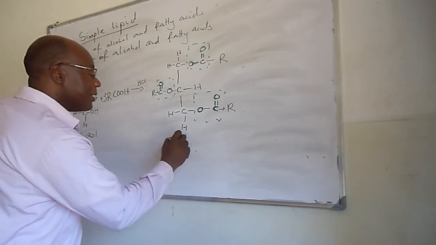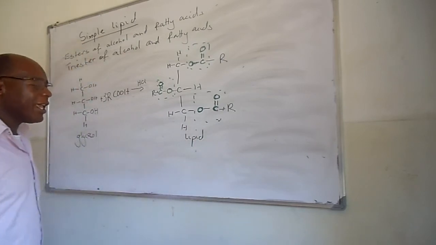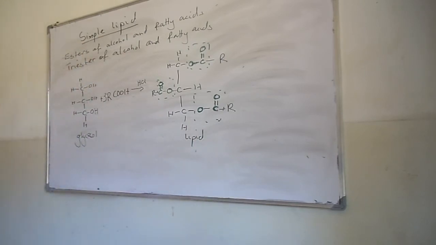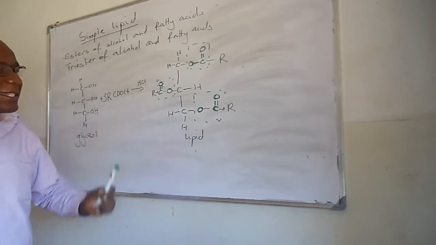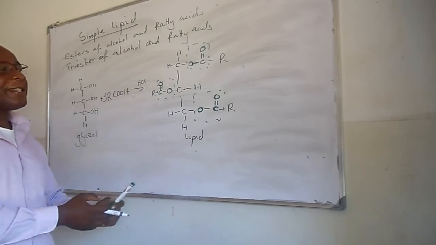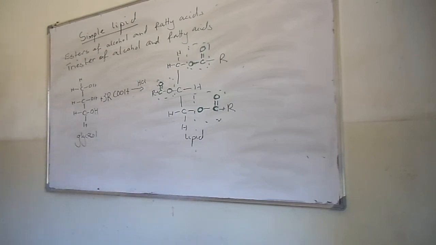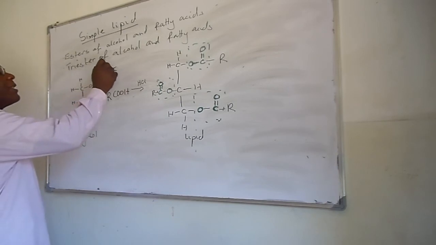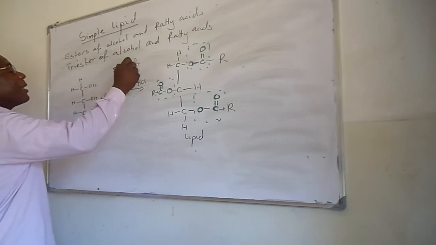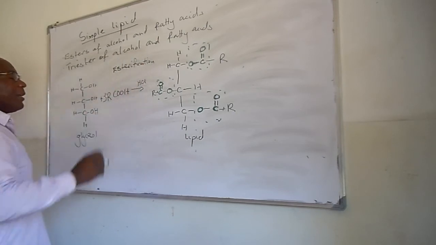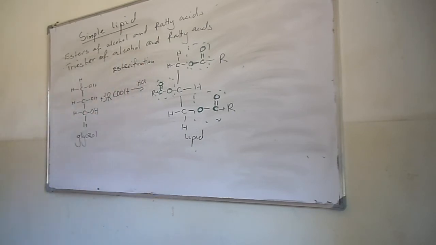This which we have formed is a lipid. It is a triester. One glycerol reacts with 3 molecules of an organic acid, and in the process you form a triester. Of course the whole process we know as esterification. You looked at this in O-level chemistry, even at A-level chemistry. Hydrochloric acid is acting as a catalyst, speeding up the chemical reaction.